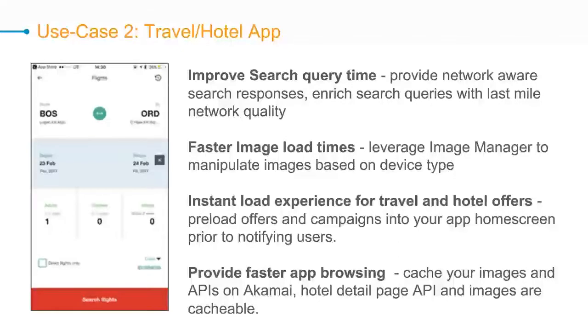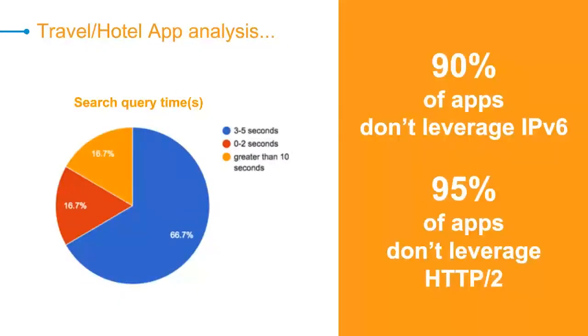We also did a little bit of background on the observations that we find in a hotel or travel app. On average, about 60% of apps out there take anywhere from 3 to 5 seconds for a search query. Again, 90% of the apps don't actually leverage IPv6. This is low-hanging fruit. You can go in and turn this on today.